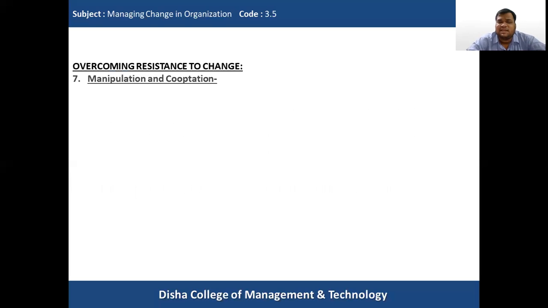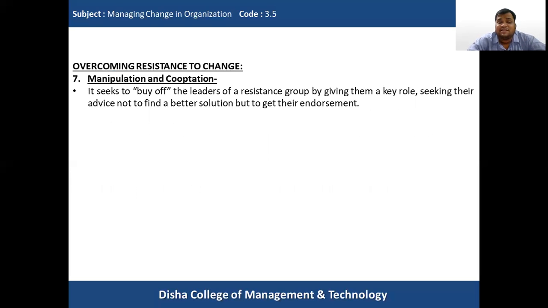What happens in cooptation? It seeks to buy off the leaders of a resistance group by giving them a key role, seeking their advice, not to find a better solution, but to get their endorsement. So generally, under cooptation, the change agent tries to buy off or attract the leaders of the resistance group by giving them a very key role in the change process, or by seeking their advice, not to arrive at a better solution, but to get their endorsement.